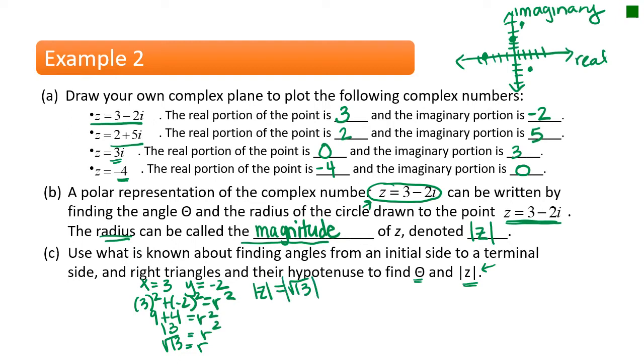Okay, now to find the angle, we'll use tangent. So tangent is y over x. So -2 over 3. All right, so take our tan inverse of both sides. And I get about -0.588 radians if I'm doing this in terms of radians.